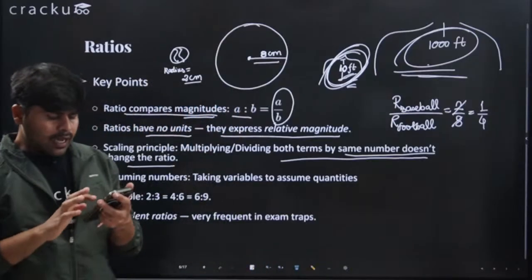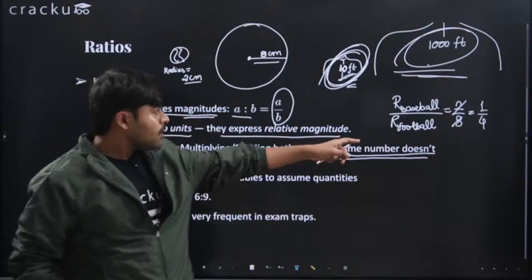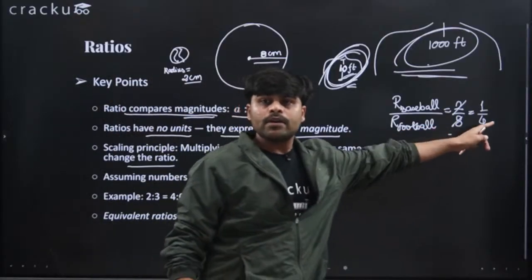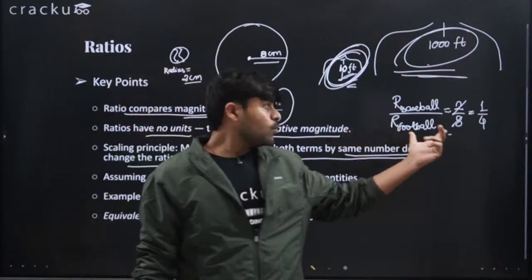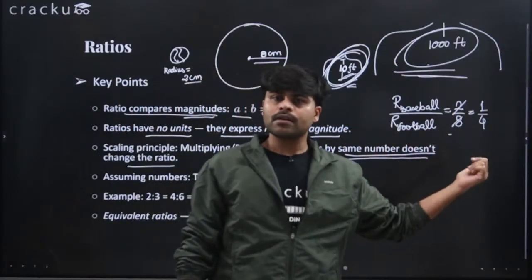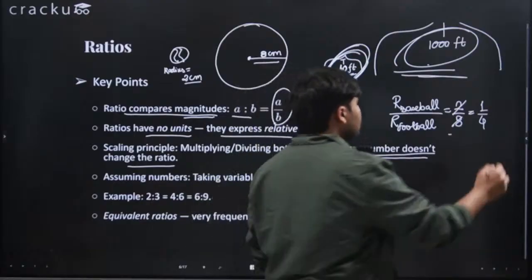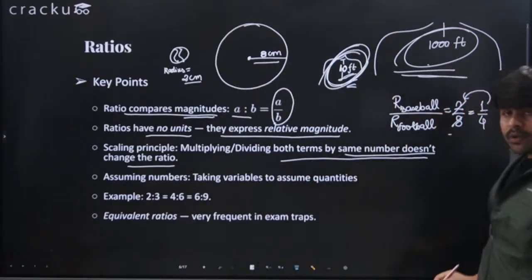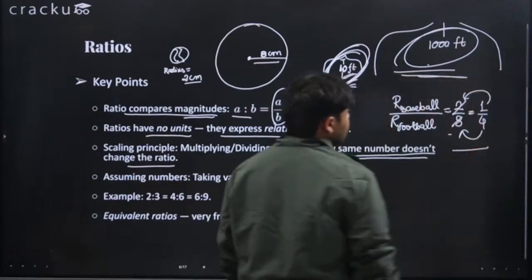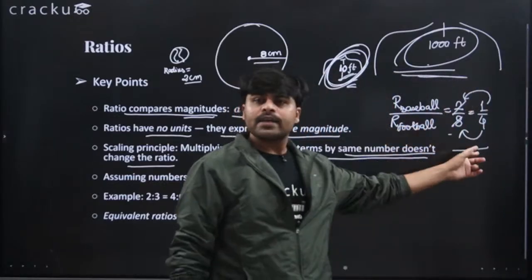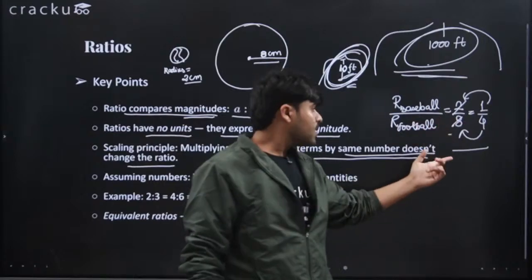So I might ask you, here you are getting 2 over 8, but here you are getting 1 over 4. So are these different? Are 2 over 8 and 1 over 4 different from each other? No, they are not, because you are essentially multiplying the numerator as well as the denominator by the same constant.